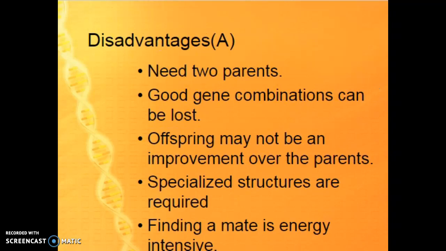You need two parents. You can lose, like I said, in the sexual reproduction chunk. I'm awesome. I could lose some of my awesomeness that my kid may not get. The offspring may be less fit than the parents. Of course, it requires specialized structures. The parts have to fit together to trade the DNA to make the baby. And then finding a mate is energy intensive.